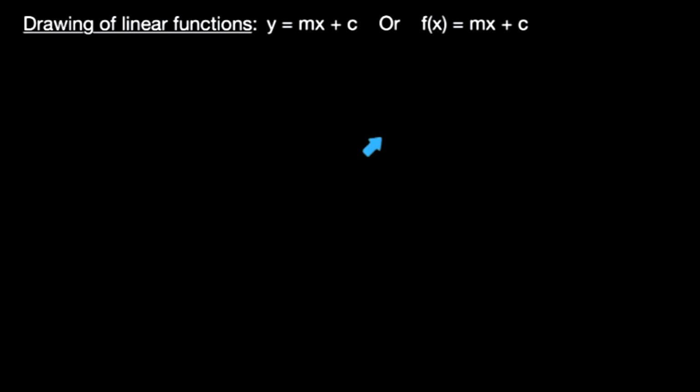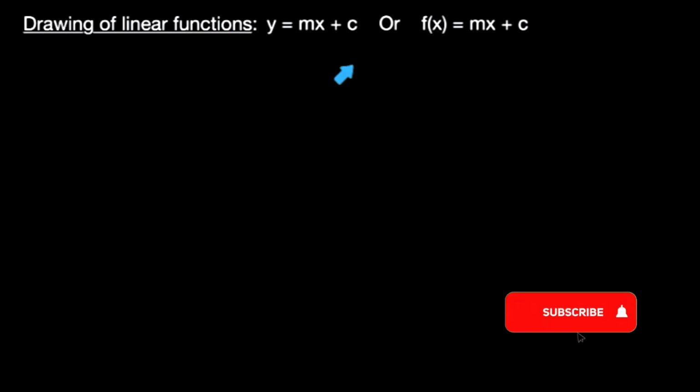Hi everyone and welcome. Today we're going to continue drawing linear functions, but we are going to have a look at a vertical straight line as well as a horizontal straight line and what they both look like.